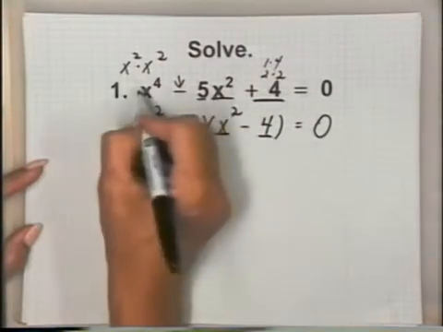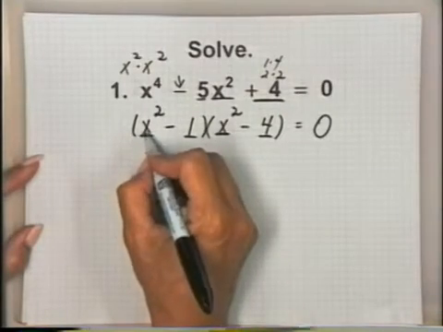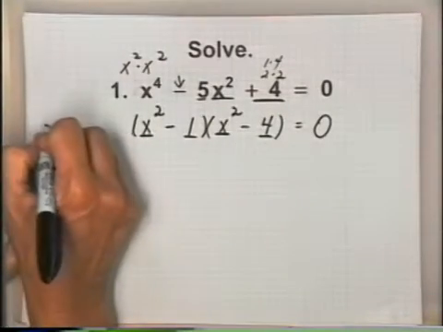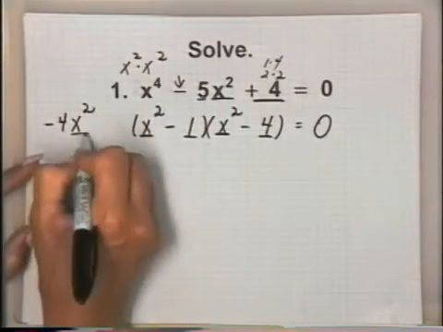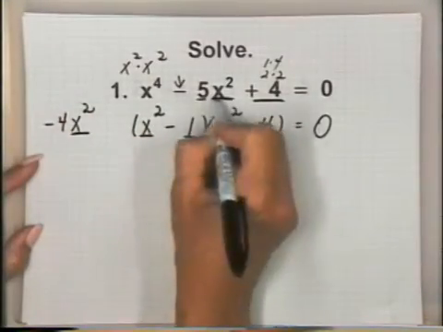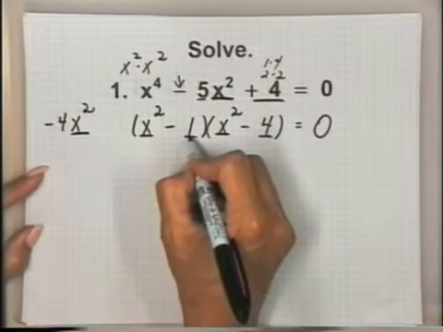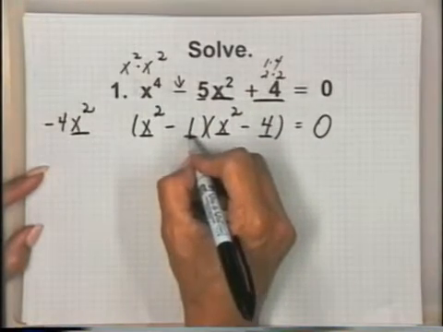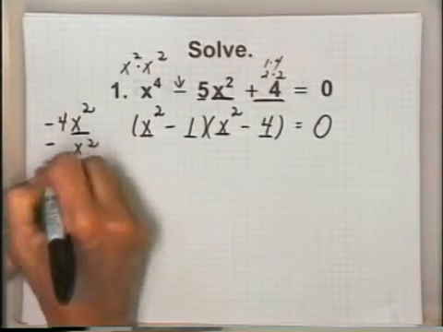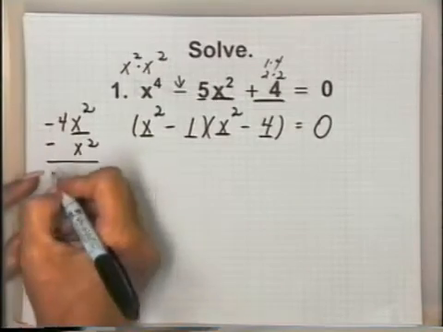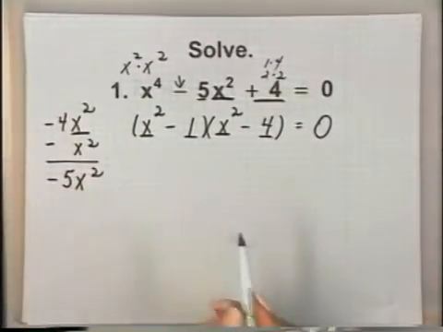X squared times x squared gives us that x to the 4th. Our outside product, x squared times negative 4, gives us negative 4x squared. Notice that this variable expression has got to be the same as that variable expression. Our inside product, negative 1 times x squared, would give us negative 1x squared. Of course, these are like terms, so we add them up, and sure enough, when we do, we get minus 5x squared.